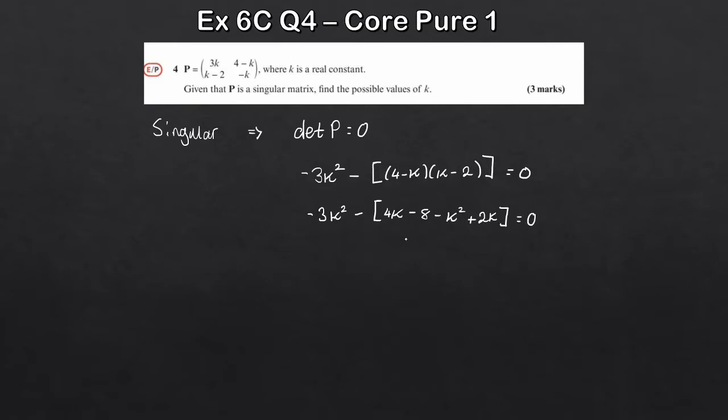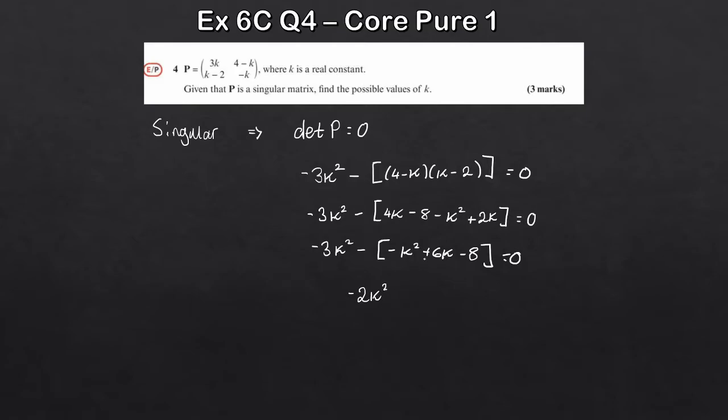Okay, so now we can simplify this square bracket here. So I've got minus 3k squared minus, well that'll be minus k squared. I've got a 2k and a 4k, so that's 6k. And then we've got minus 8. Okay, this is equal to 0. So now let's just get this in terms of my k's here. So I've got minus 3k squared minus minus k squared, so that means we have to add it, so that would be minus 2k squared.